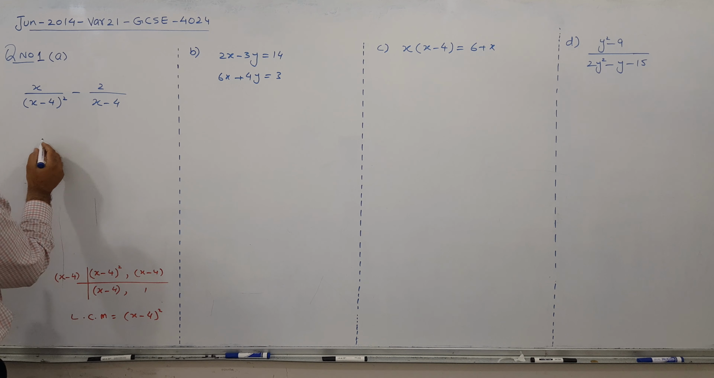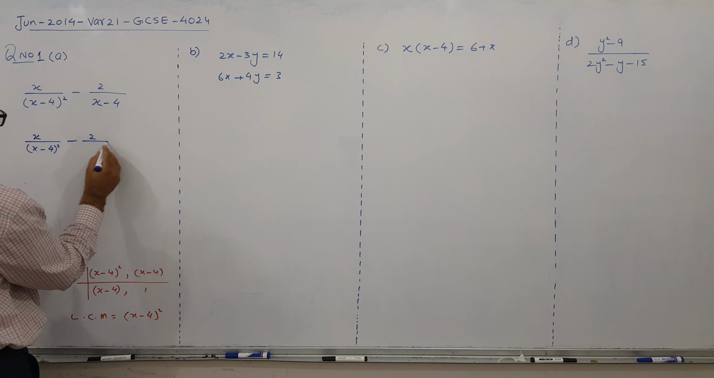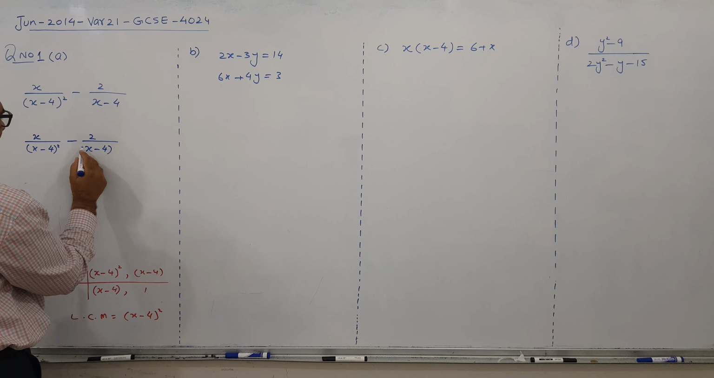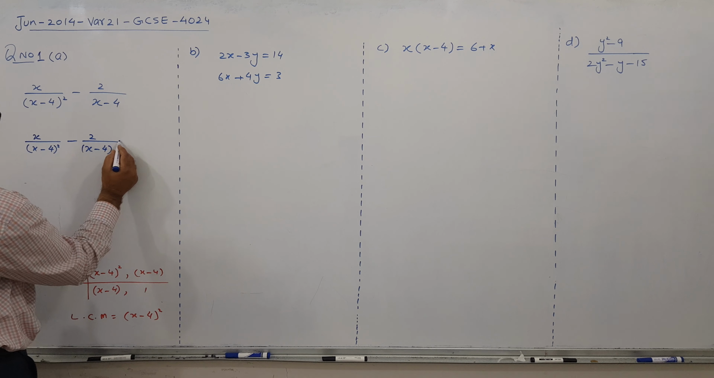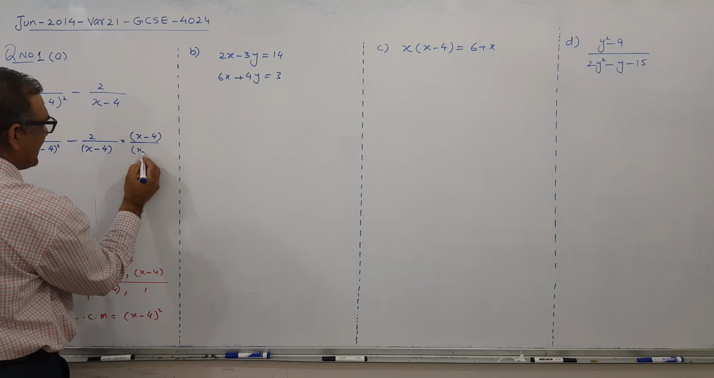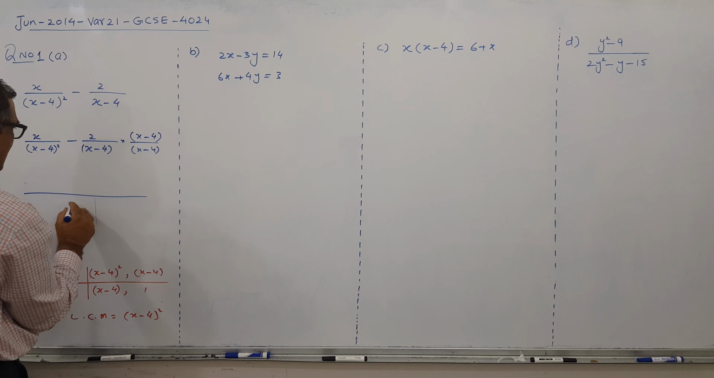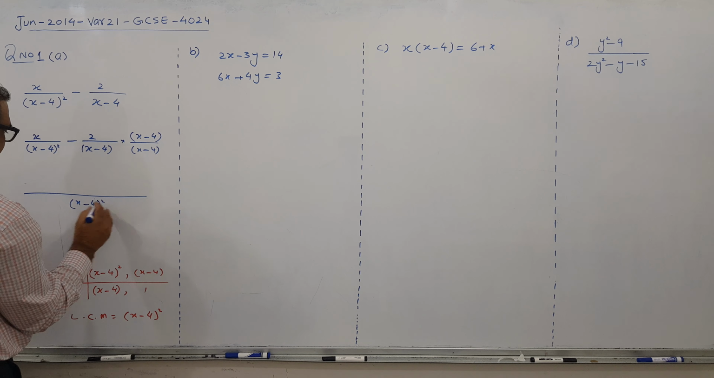Okay, so let's start. The LCM is this one. So naturally, we need x over x minus 4 whole square. Here I have x minus 4 already, but I need one more. So to get more, multiply up and down with x minus 4. Multiplying with the same, the LCM is very clear. So I get the LCM x minus 4 square.